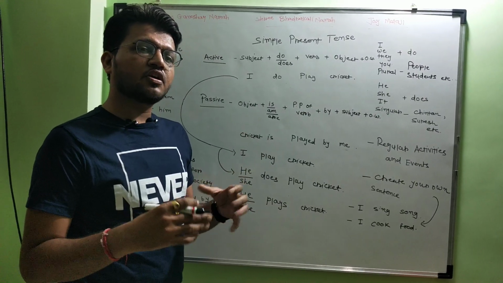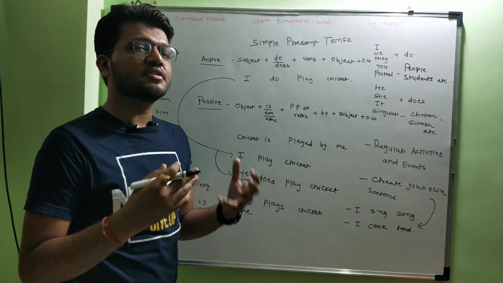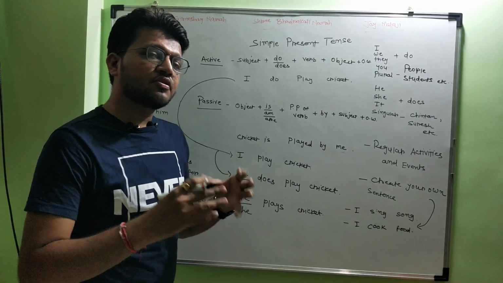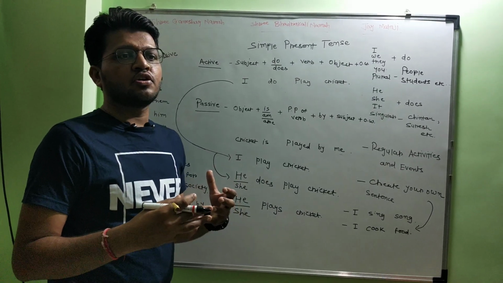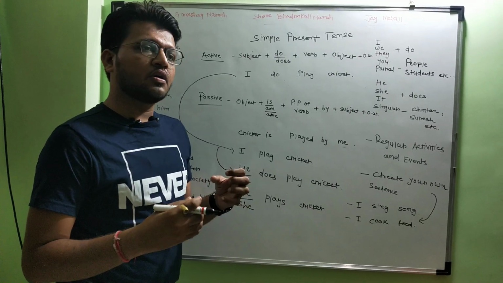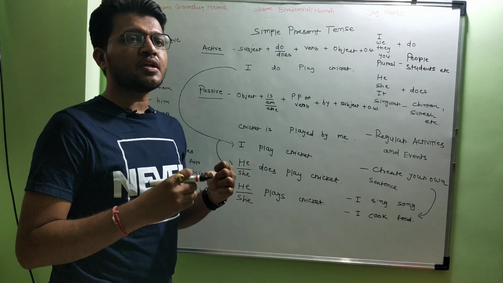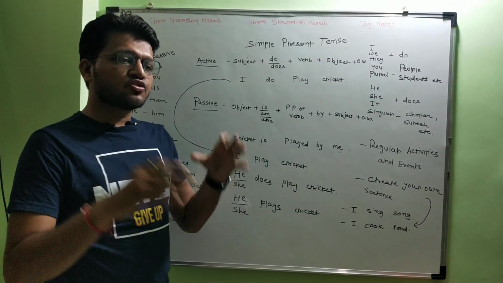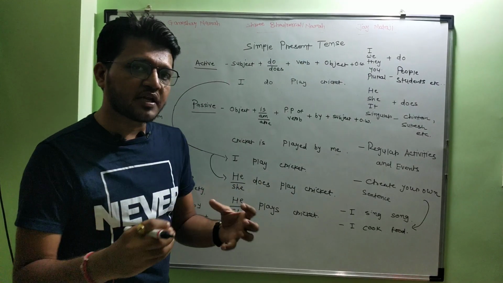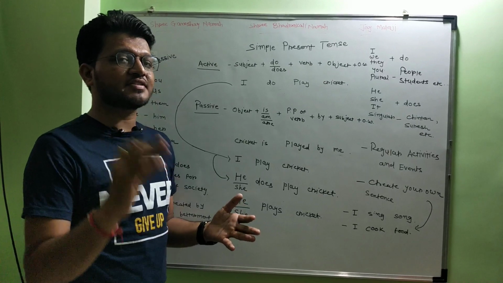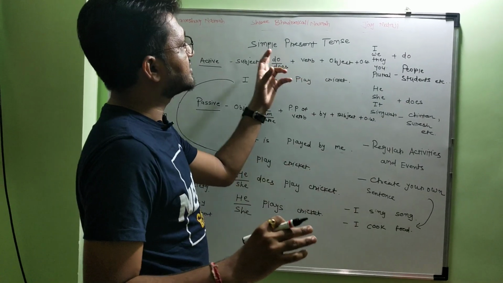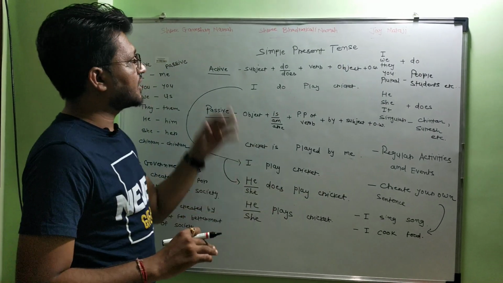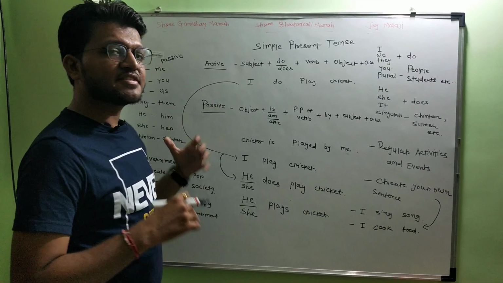If you do something on a quarterly basis, let's say for example you visit a certain place on a quarterly basis, then again it is simple present tense. If you do something on a yearly basis, let's say you open a bank account on a yearly basis, or you read a book on a yearly basis, that is also simple present tense. So whenever you do something or anything is happening on a regular basis, for describing that we can utilize simple present tense.